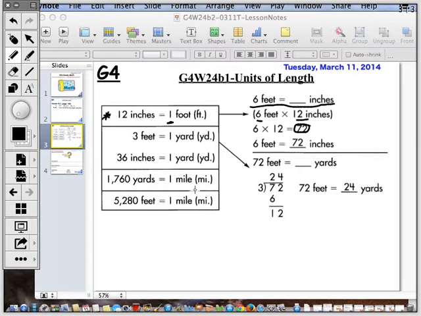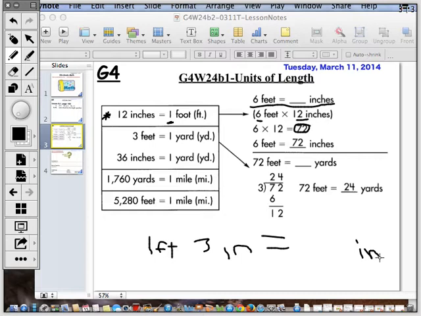So let's say I ask you how many inches are in 1 foot and 3 inches. 1 foot and 3 inches. How many inches would that be total? Now this is a little bit different, it's a little bit tricky. How many inches would that be in total?